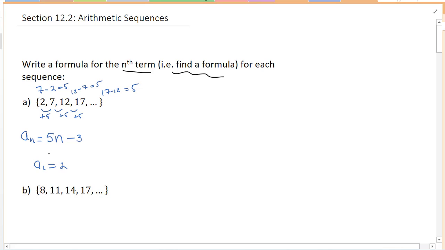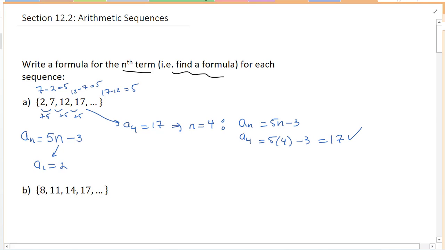So when n is 1, we're going to get 2. But always check it with something else. So 1, 2, 3, 4. So a sub 4 is 17. That means that when n is 4, I should get 17. My a sub n is 5n minus 3, so a sub 4 will be 5 times 4, which is 20, minus 3. That does give us 17. So it looks like my formula is correct, and I can say with confidence that a sub n is 5n minus 3.